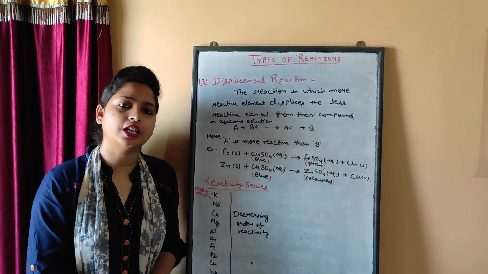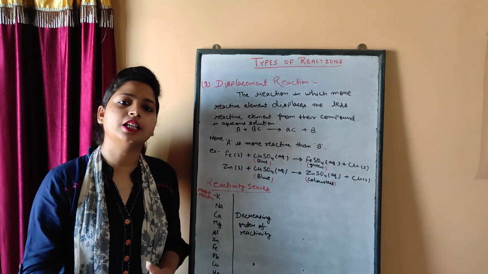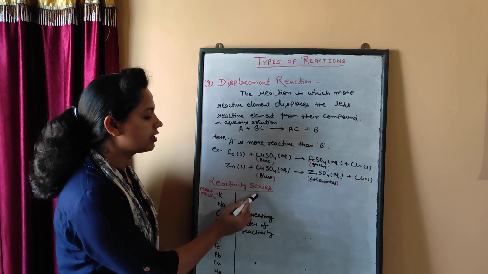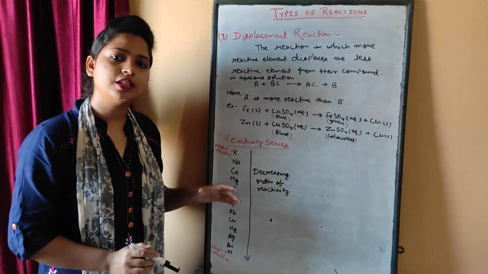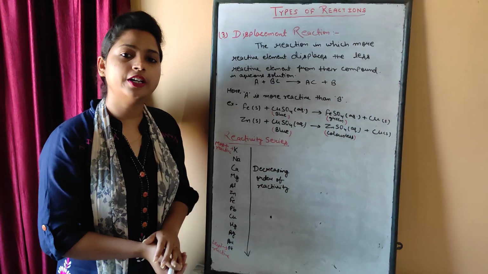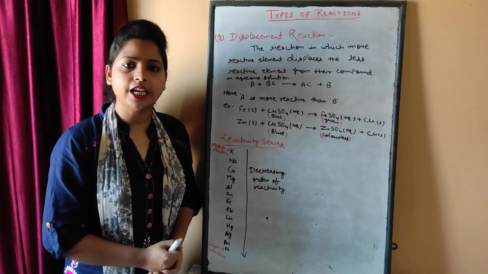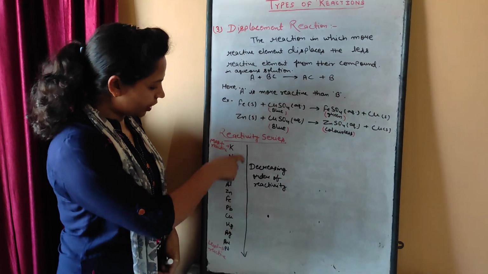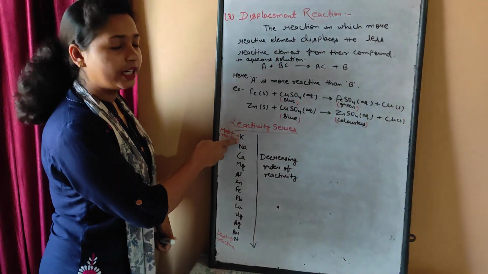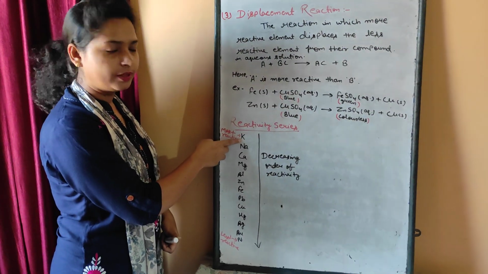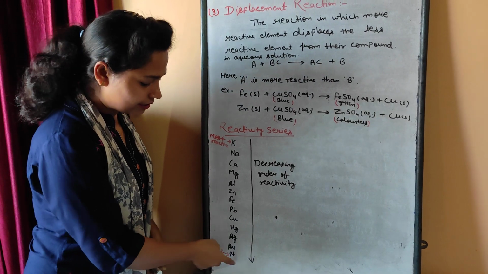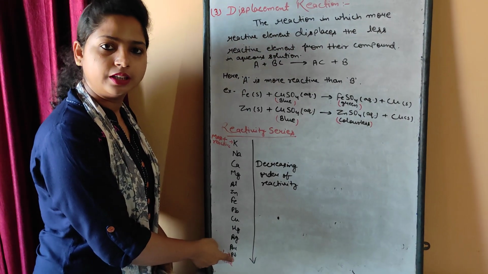Now how can you know whether this element is more reactive or that element is more reactive? For that we have a reactivity series. Now what is this reactivity series? This reactivity series is the arrangement of different metals on the basis of their reactivity. You have to learn this series, just memorize it. Here the most reactive element is potassium, then sodium, then calcium, magnesium and so on. The least reactive metal is platinum. Correct?